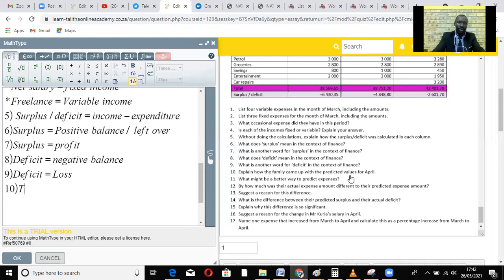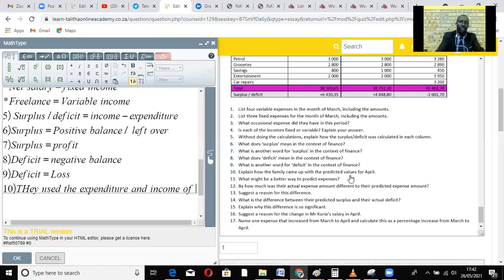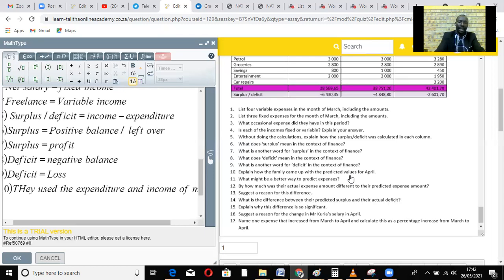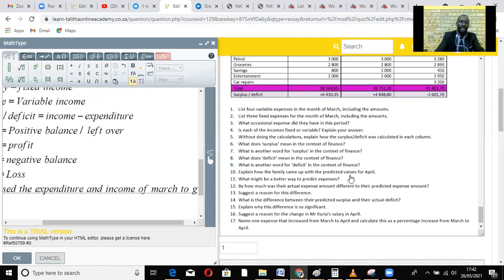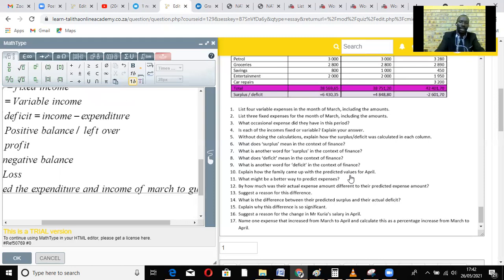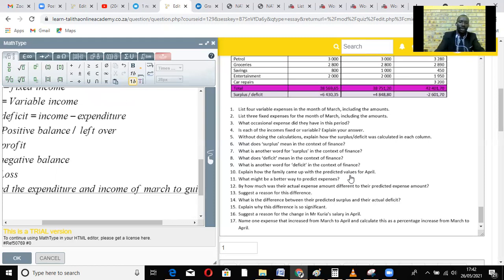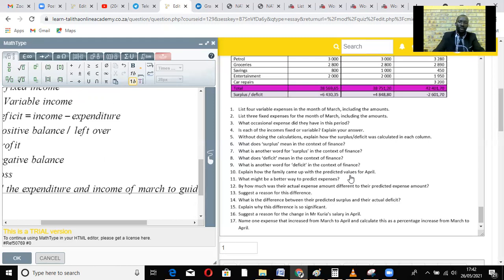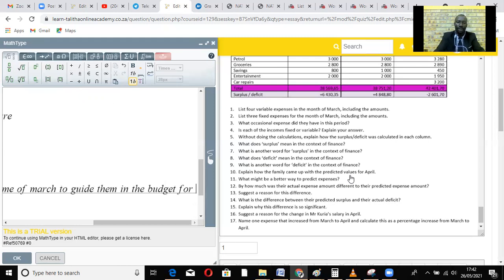Just that, okay? So we say they used the expenditure and income of March to guide them through the budget for April. That is what normally happens.